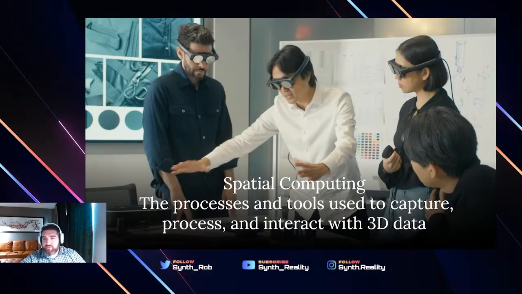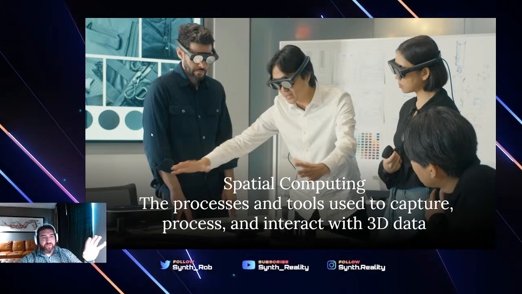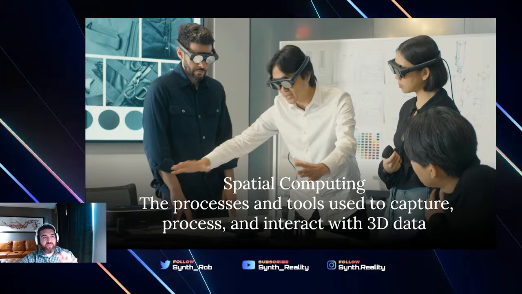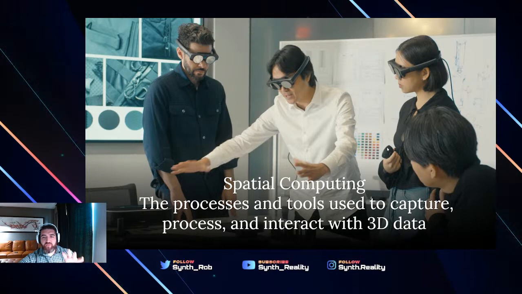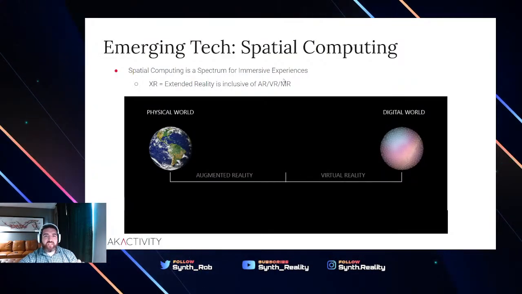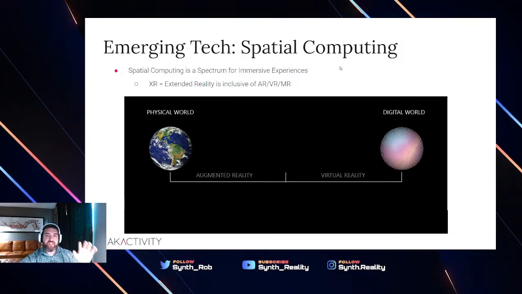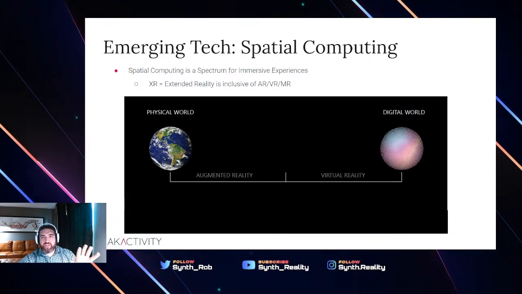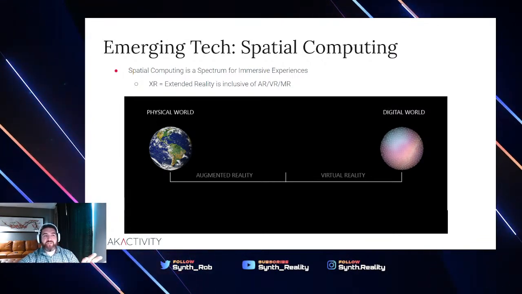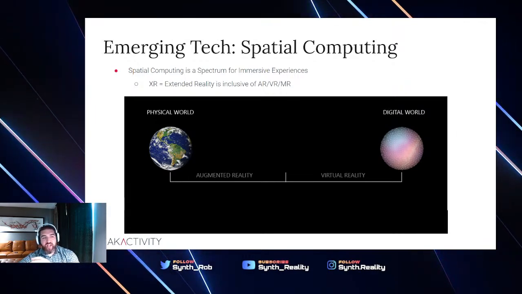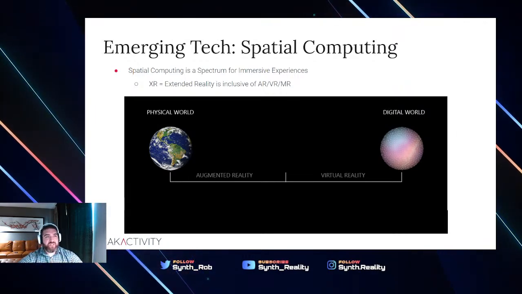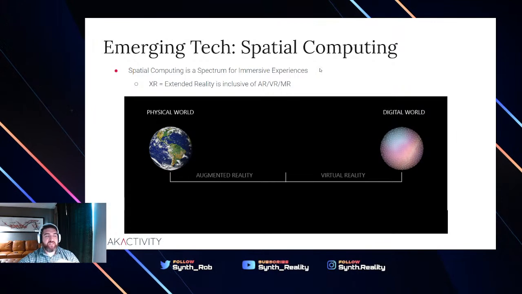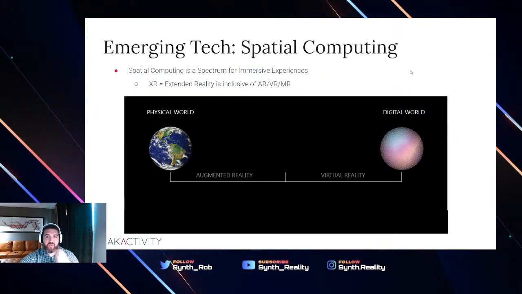So, spatial computing, right? The process and tools used to capture data and interact with it. So 3D data, interacting with it, making sure that it's interesting and important and relevant and interactable. We talked a little bit last time about what the spectrum looks like. There is augmented reality, which is a focus on the physical world as your backdrop and overlaying digital information over the top of it. And then virtual reality, which is completely losing the real world around you and moving directly into a digital space. So that's the big difference when we look at the spatial computing spectrum.